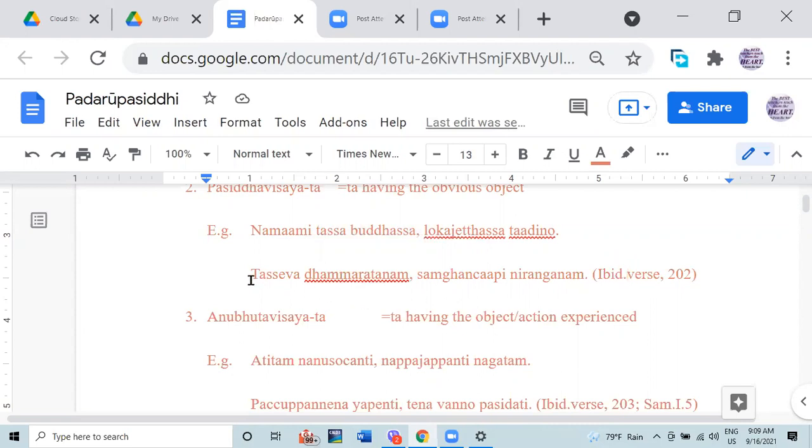And this Tasiwa is generative. It's generative.